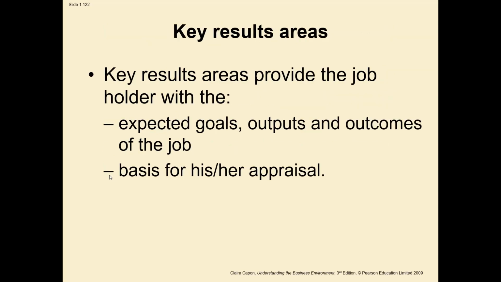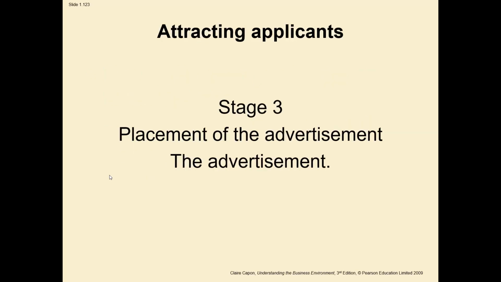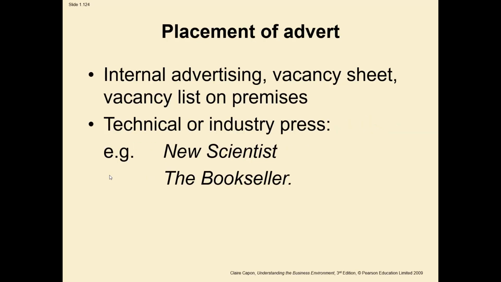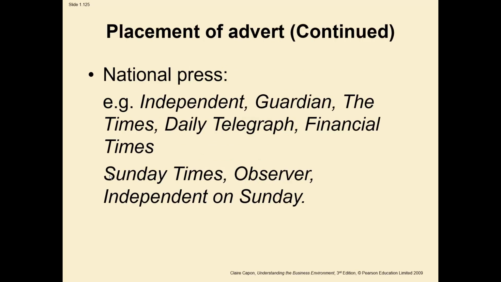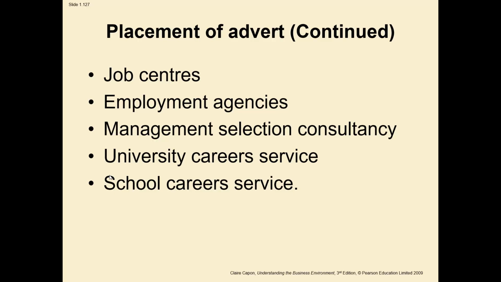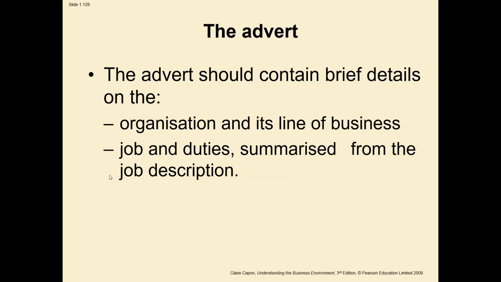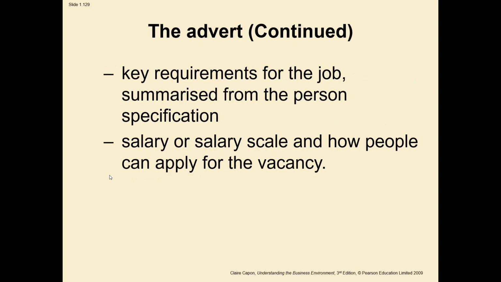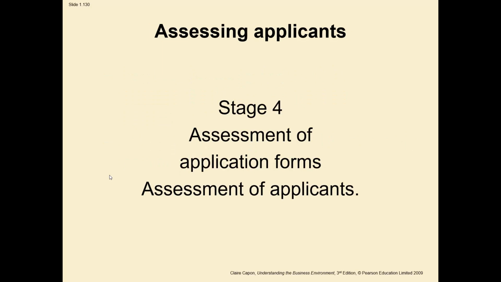Okay, and the key results area then, because we look at this whole thing, is what are the expected goals you want, what is the basis for his or her appraisal, so are they actually doing a good job? Okay, in doing it, you place the advertisement in an area, the national press, local press, job centres, employment agencies, university creators, student creators. That way, the advertisement should state the organisation, job description, the key requirements for the job, salary and scale, and how a person can apply for the vacancies.